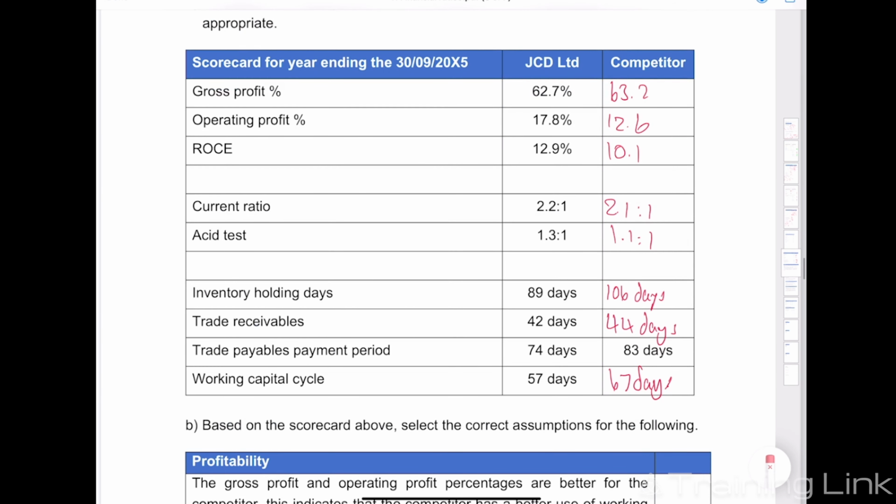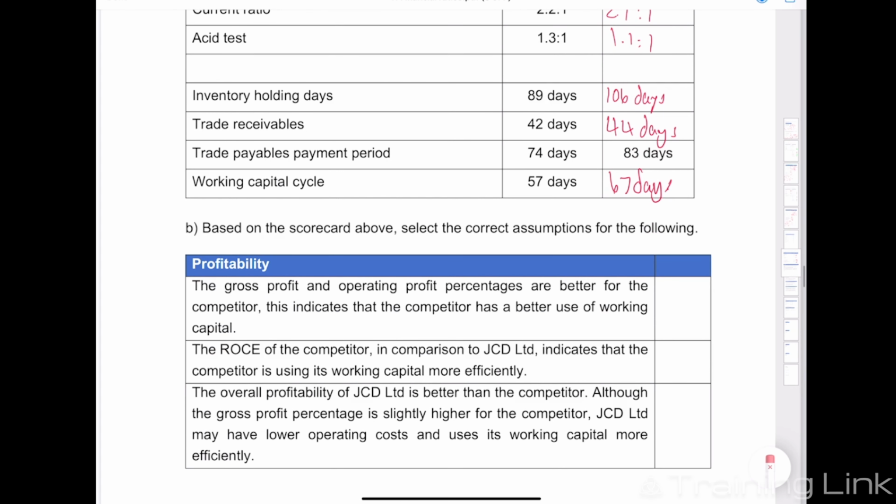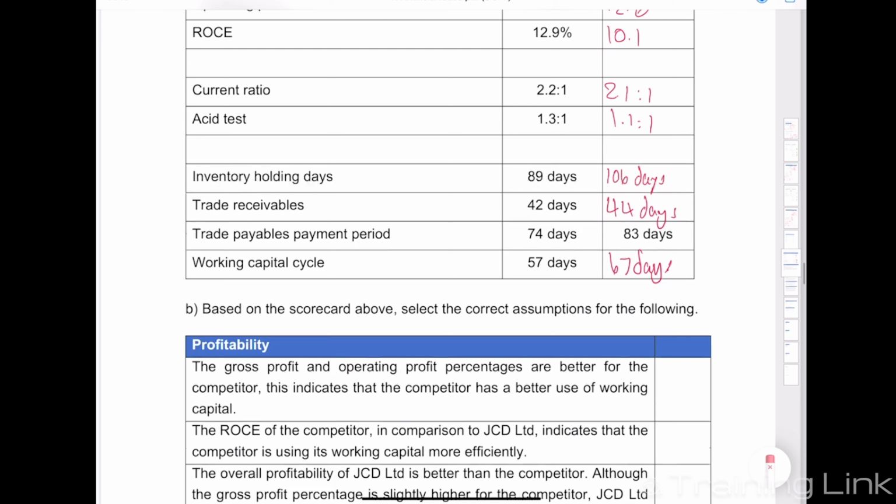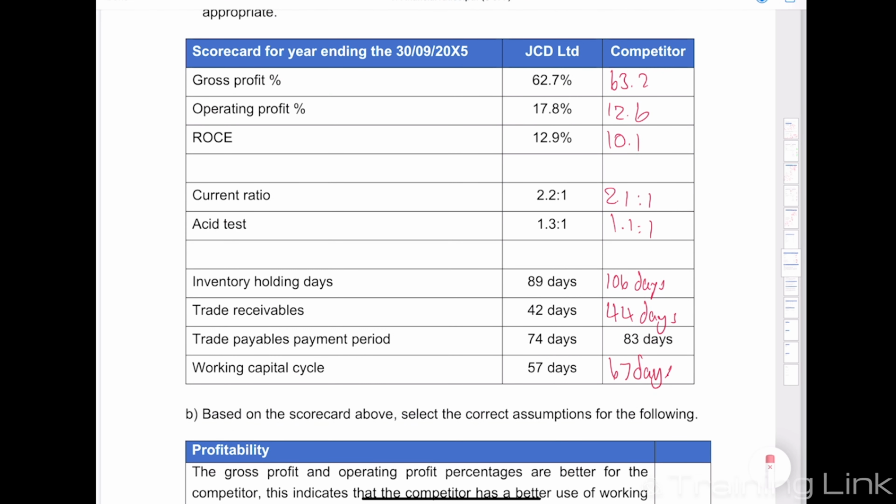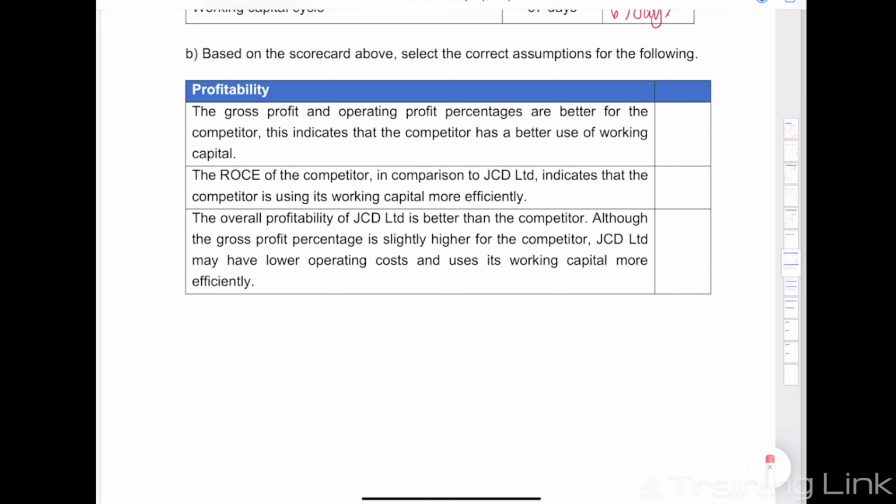So are they both better? No. So we can see that the gross profit percentage is better for the competitor, but the operating profit is lower. So that is definitely not true, that first part. Second option, the return on capital employed of the competitor in comparison to JC Limited indicates that the competitor is using its working capital more effectively. So the return on capital employed is actually lower for the competitor than it is for JCD. So they definitely wouldn't be using it more effectively. So it must be option 3, but let's just double check.